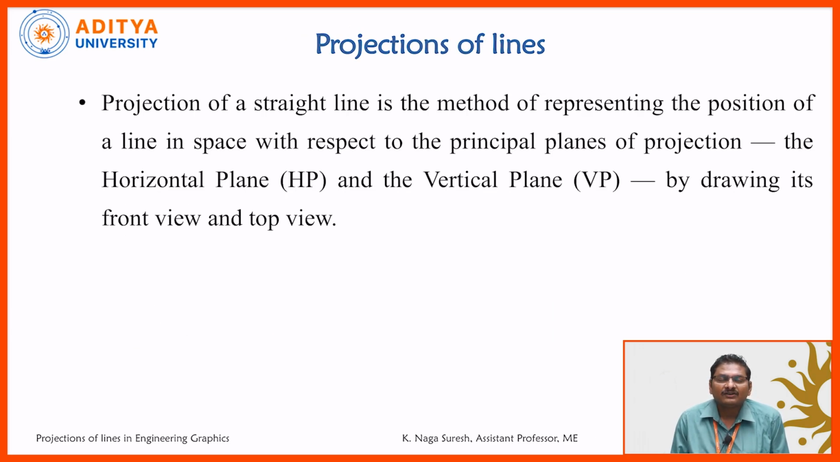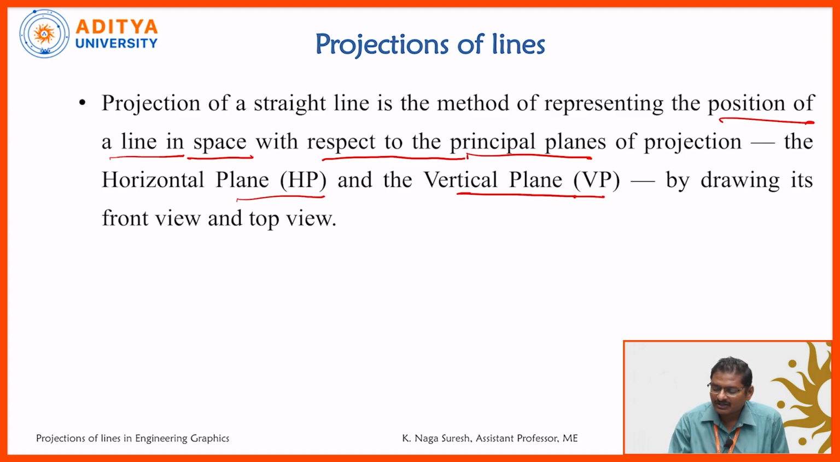The projection of lines or straight lines is the method of representing the position of a line in space with respect to principal planes. What are the principal planes? That means the horizontal plane HP, the vertical plane VP, or the profile plane PP, by drawing its front view and top view in different positions. That is nothing but projections of lines.